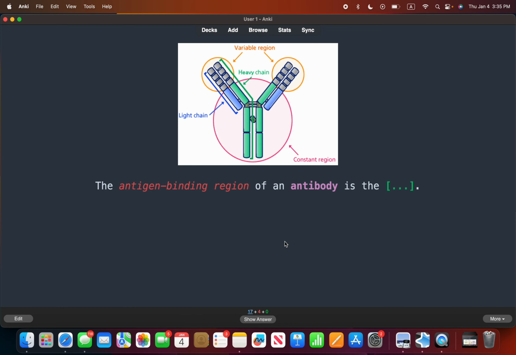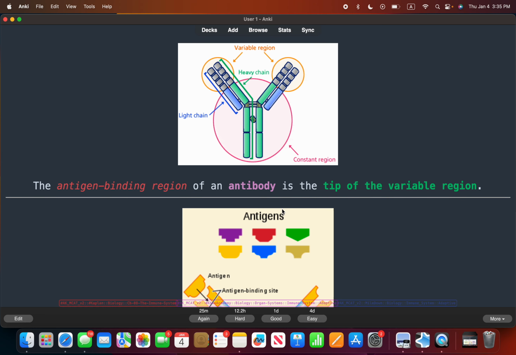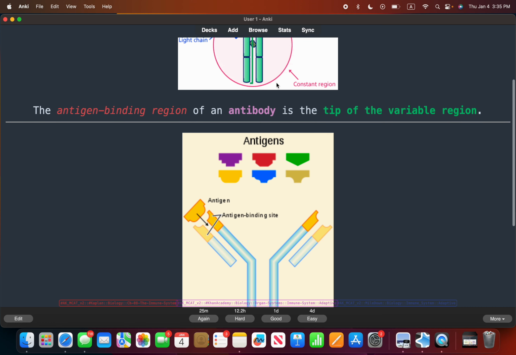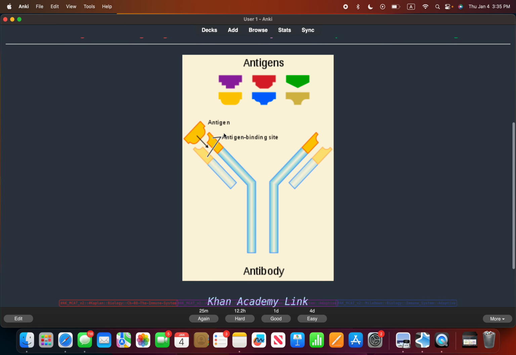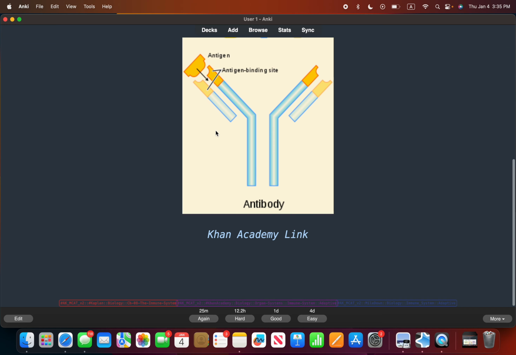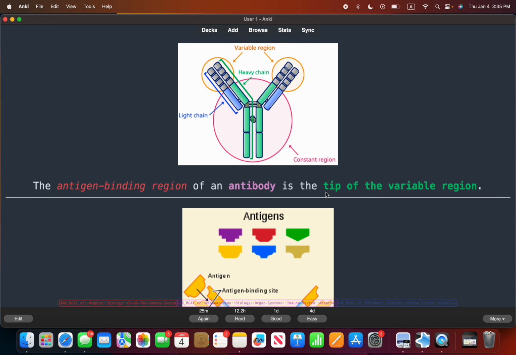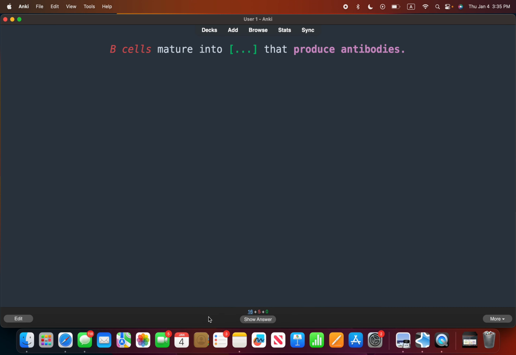The antigen binding region of an antibody is the variable region. The tip of the variable region is the antigen binding region. Because we didn't say the tip, we have to do it again.